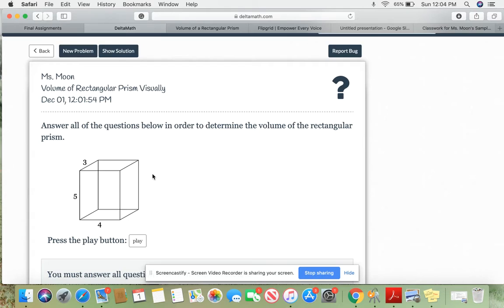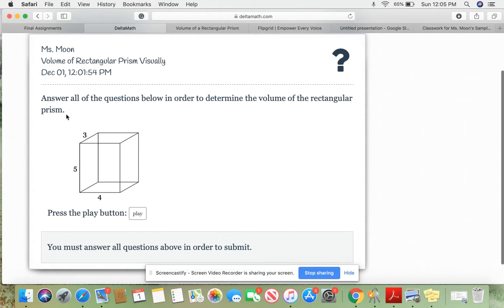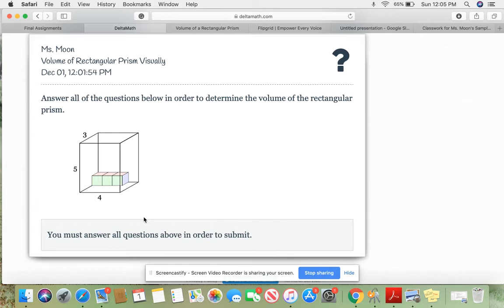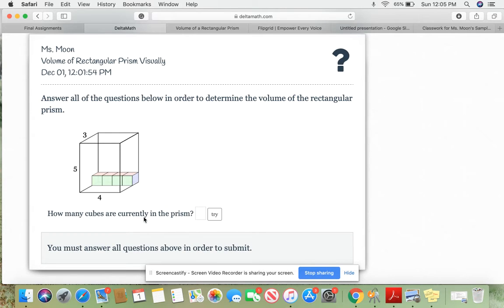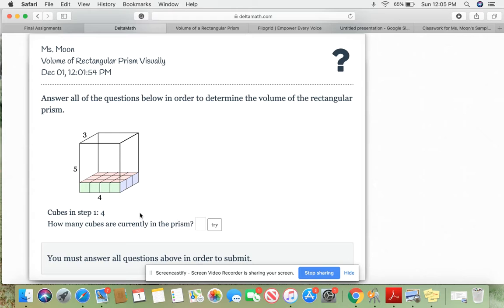In this lesson plan, students went to Delta Math and went to volume of a rectangular prism visually, and students would answer a series of questions for the problems by visually seeing the representation of volume. For example, here they would press play and it would show them the cubes in the rectangular prism. The question guides them: how many cubes are currently in the prism? Students can see that there are 4 cubes and they can submit their answer. They would continue playing until the entire rectangular prism was filled. So here there are now going to be 12 cubes.